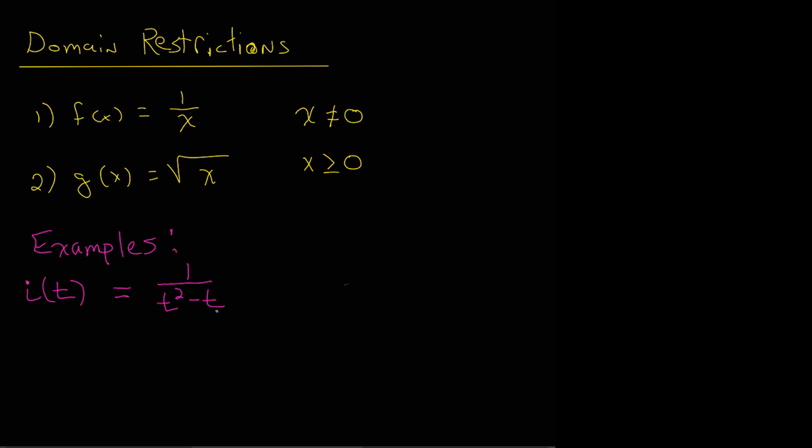So this denominator, t squared minus t, cannot be 0. So I'll factor out a t. And I'll treat my inequality. I have t can't equal 0, and t minus 1 can't equal 0, or t can't equal positive 1.